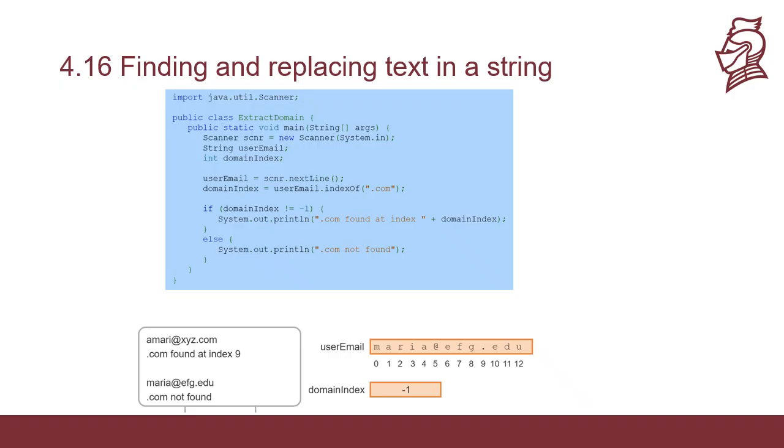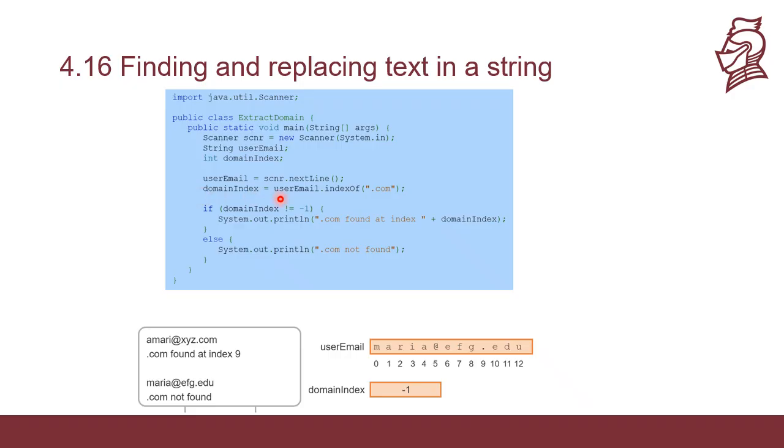So we scan in the internet address, the user's email address right here. We scan it in. Notice this is the next line. Scanner.next gets a word. Scanner.nextLine gets an entire line of text until you hit the enter key. Scanner.next gets a word because it stops at the space. Scanner.nextLine stops at the enter key. So in this case, we want the whole thing.